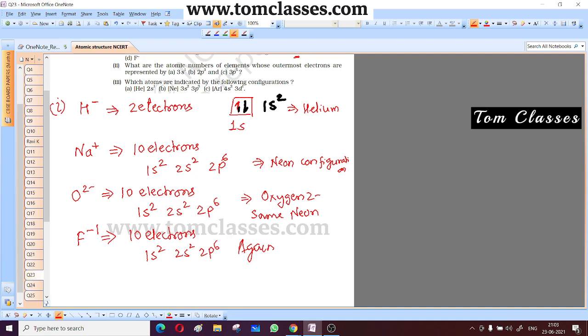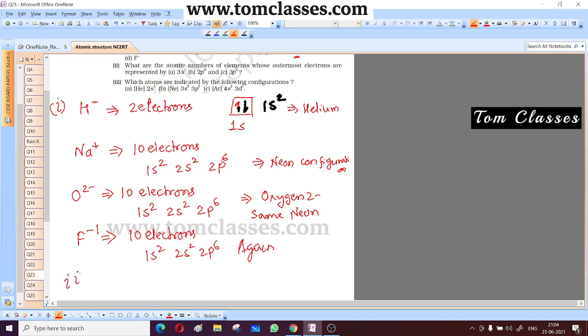What are the atomic numbers of elements whose outermost electrons are represented by 3s1? So the outermost electron is 3s1. What has to be this element? This has to be sodium, right? Because 1s2, 2s2, 2p6 will go, so 10, 11. So for the second part, 3s1 corresponds to sodium, Na.